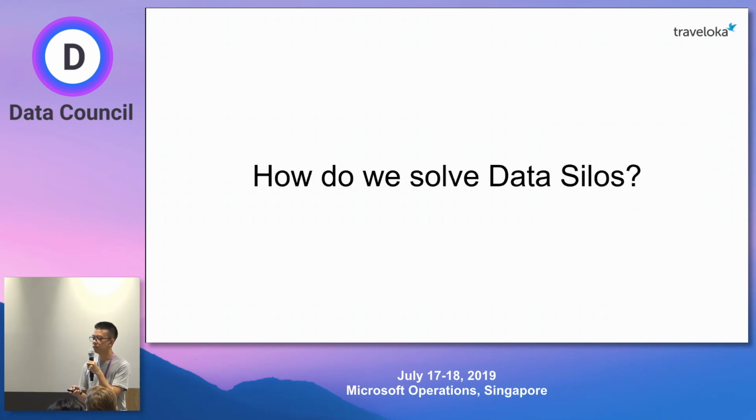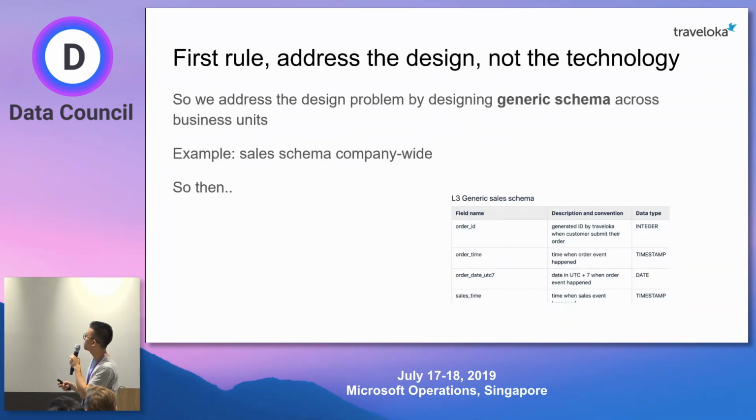How do we solve this data silo? We come up with a generic schema. It's very natural: you have different data, then you would like to enforce some convention. So that's what we did. We designed a generic schema across the business units. This is what you need to comply with. For example, if you have sales data, then at least it has an order ID, date, time, etc.